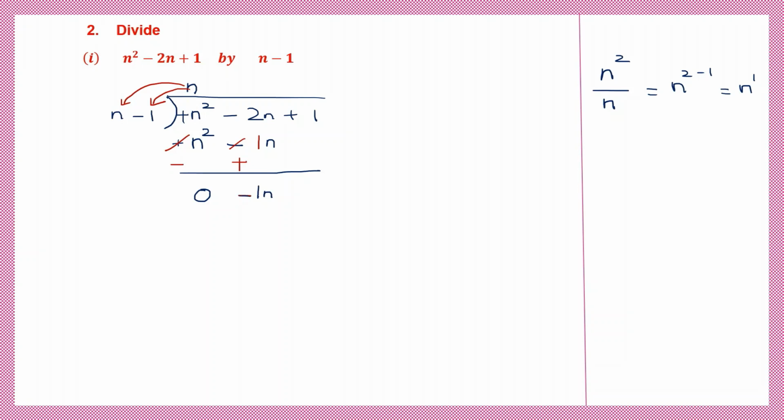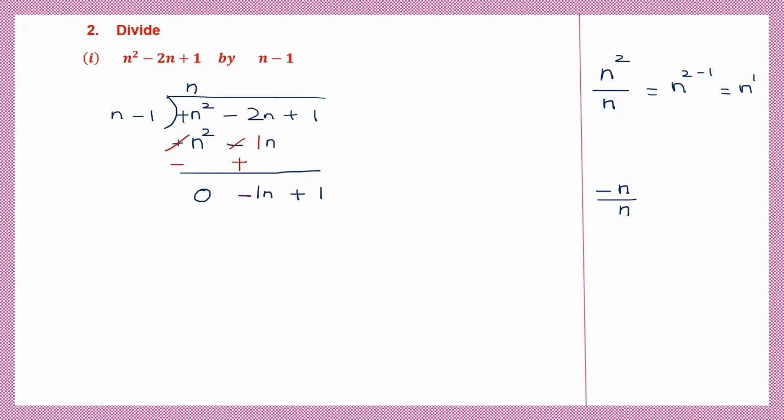I've got minus 1n. Now again, like a normal subtraction, I'm going to bring this down. The next term, I'm going to bring it down. So it becomes plus 1. Now how do I continue? Just like I did in the first step, here I'm going to take this first term and divide it by the first term. Minus 1n divided by n. So let's do that. Minus 1n means minus n divided by n itself.